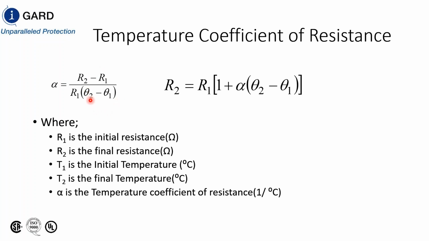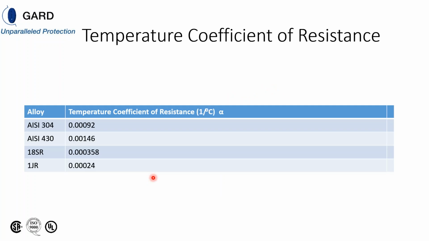Theta 2 is the final resistance. Theta 1 is the initial resistance. Or sorry, I apologize. Theta 2 is the final temperature. Theta 1 is the initial temperature. This can be expressed as the final resistance is equal to 1 plus alpha times the temperature rise. Why that's important is because the temperature coefficient for different materials is different.